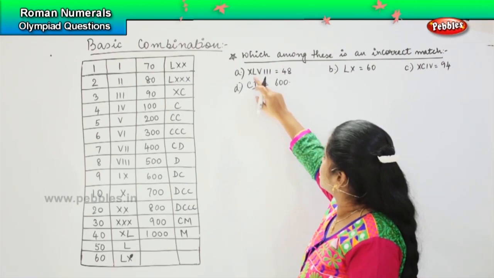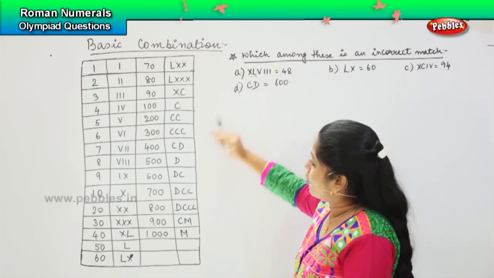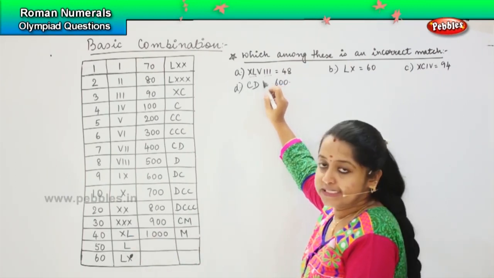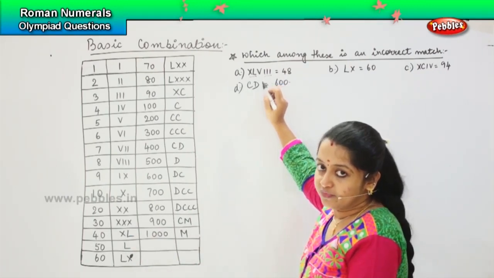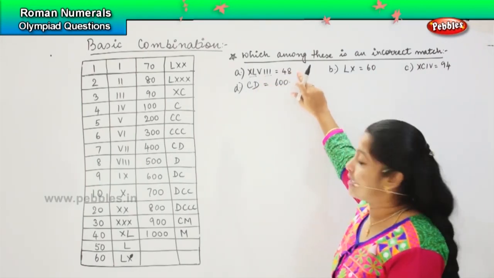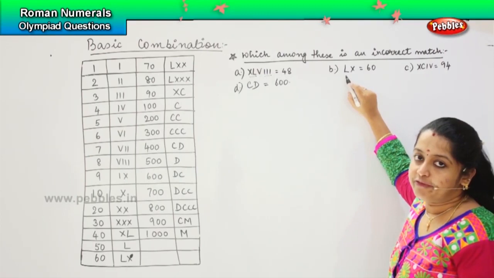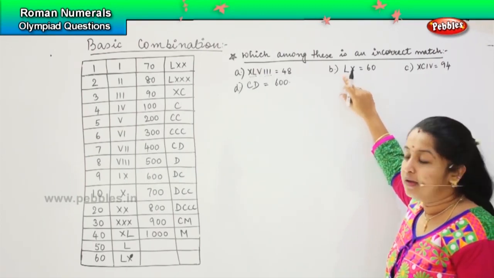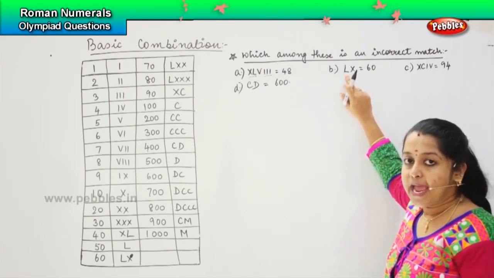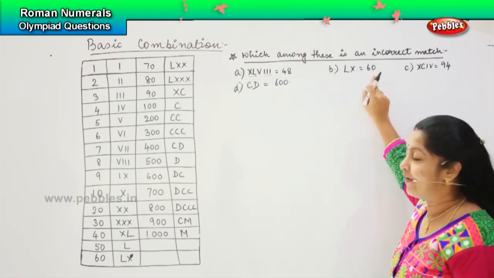So XLVIII, we know the value of XL. XL is how much? 40, and V is 5, and 3 I's is what? Very good, 3, right? So 5 plus 3, 8. So 40 plus 8, 48. So this is the right derivation. Next one, LX. You know L is 50, X is 10. And here the symbol which has the higher value comes first, which means we need to add here. So 50 plus 10, 60. Is it right? Very good.